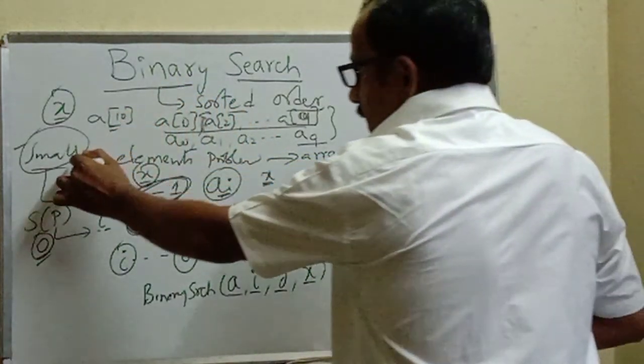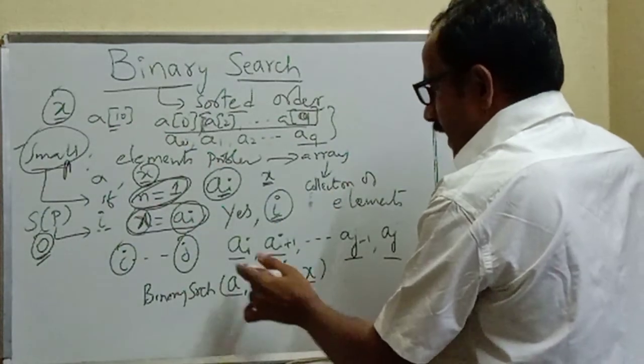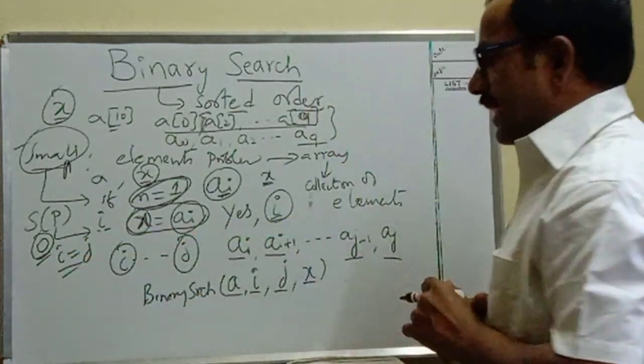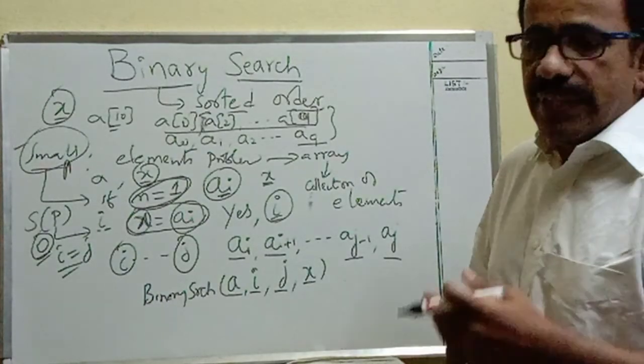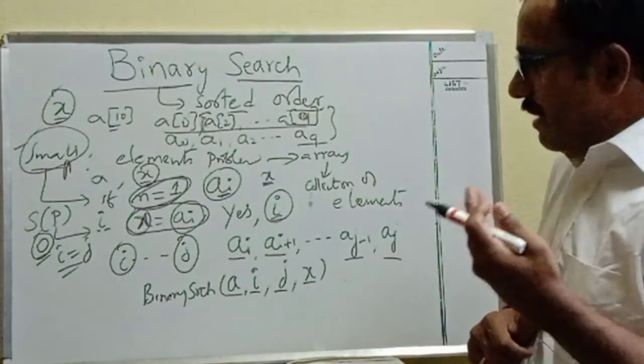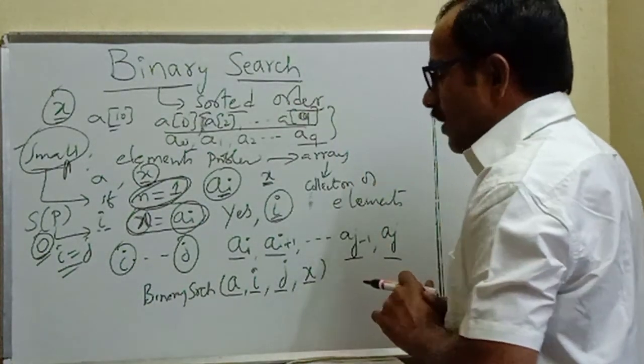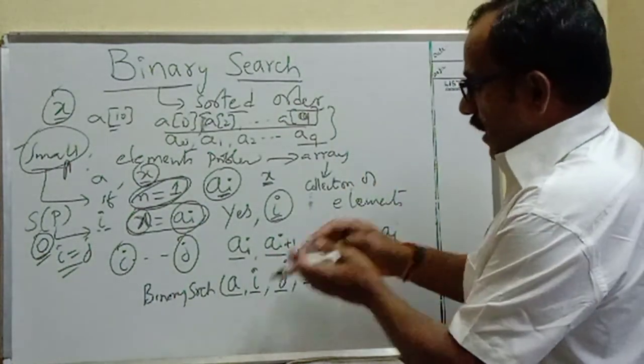But what is the case in this? In the small case, I equal to J, because only one element is there. That element itself is in the initial location number and in the final location number, because that array contains only one element. But here we are checking the second case.